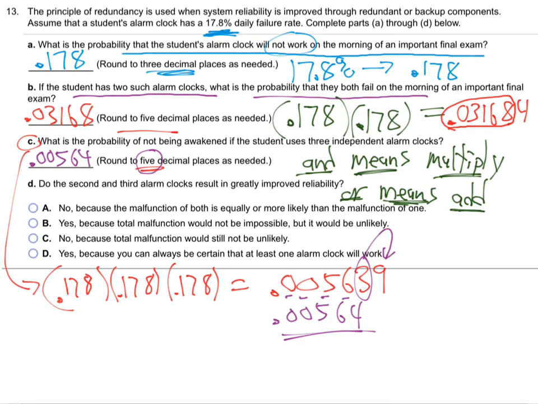Are we good there? For "and," you just keep multiplying together. That's really the main idea of this section: "or" you add, "and" you multiply. Question D. Do the second and third alarm clocks result in greatly improved reliability? Yeah, for sure, putting extra ones really does. We'll say yes, because total malfunction would not be impossible, but it would be very unlikely. That's the answer.